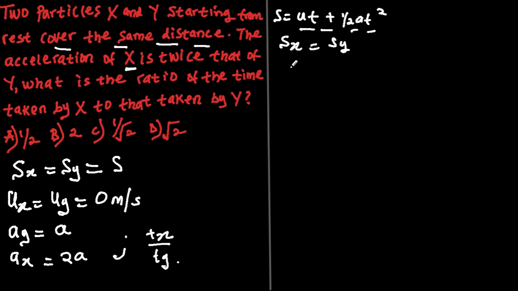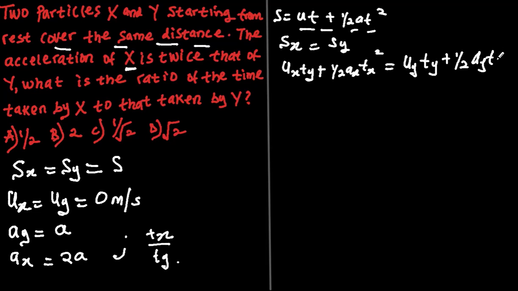So it means that u of x times t of x plus half acceleration of x times t of x squared must equal u of y times t of y plus half acceleration of y times t of y squared, right? The right hand side of the equation for x must be equal to the right hand side of the equation for y, since their distances are the same. So now let's begin to plug. u is equal to 0, so that means 0 times time is 0. So this part is going to equal 0. Oh, this is supposed to be x. Pardon me.